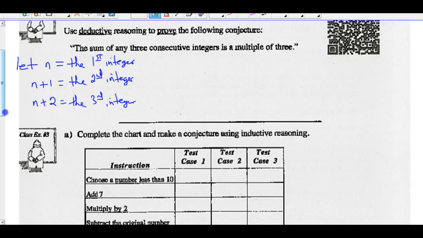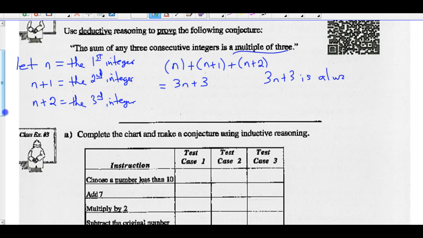Now if I write down what this statement says, the sum of any 3 consecutive integers, let's add up our 3 consecutive integers: n, add n plus 1, add n plus 2. And let's see what that gives us. n plus n plus n is 3n. 1 plus 2 is 3. 3n plus 3, that should be a multiple of 3. It doesn't matter what value of n we plug in there. So we could say that 3n plus 3 is always a multiple of 3.